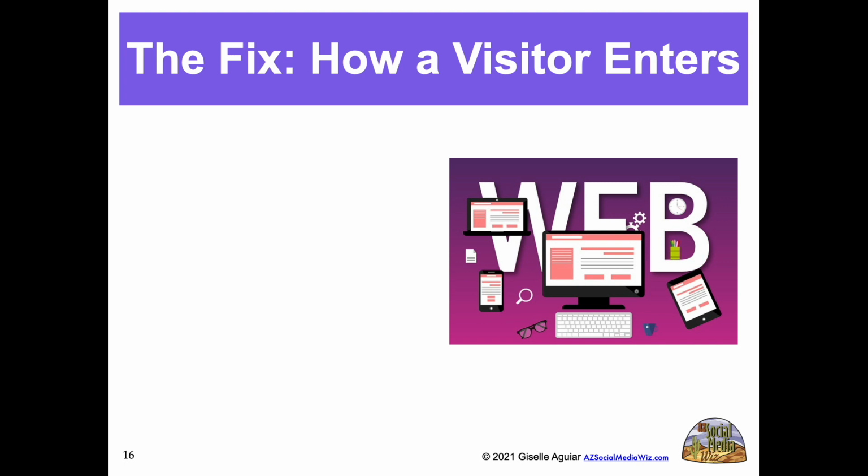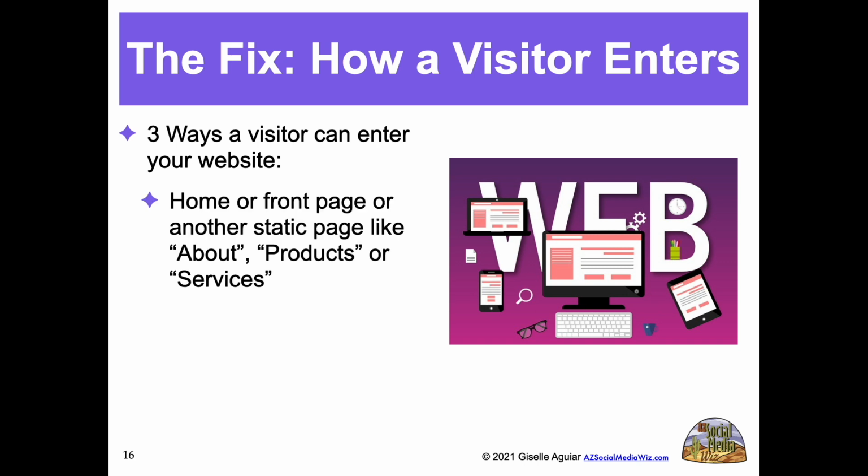How a visitor enters, you want to think about this. There are 3 ways a visitor can enter your website. Think of your website as a real brick and mortar office building. You have your front entrance, that's your home or front page, or another static page like about, products or services. A blog article is like coming in the side door, because they parked on the side, so they came in with a blog article from a search engine or social media, or they saw an offer to a designated landing page.